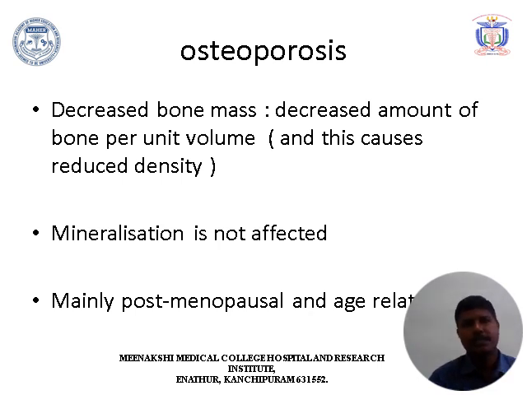Coming to osteoporosis, here there is no problem with the mineralization, but the actual bone mass is decreased. This is the difference between rickets and osteomalacia versus osteoporosis. In osteoporosis, mineralization is okay, but the bone mass is decreased.